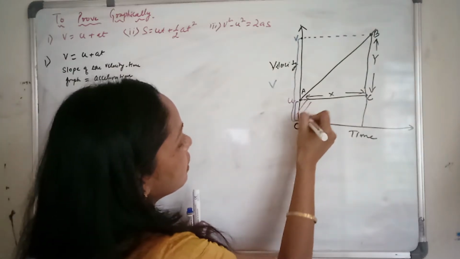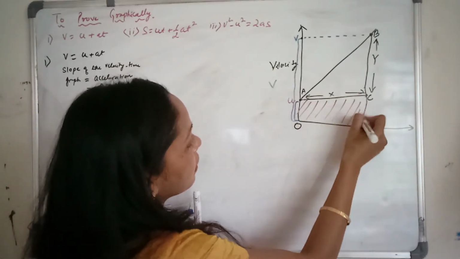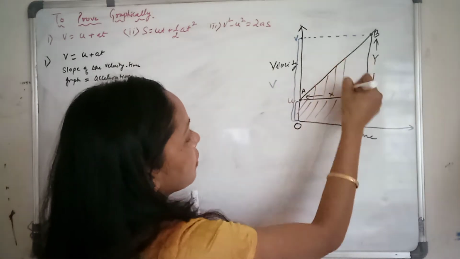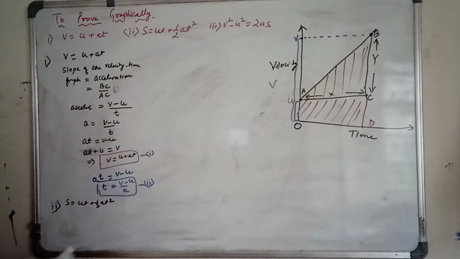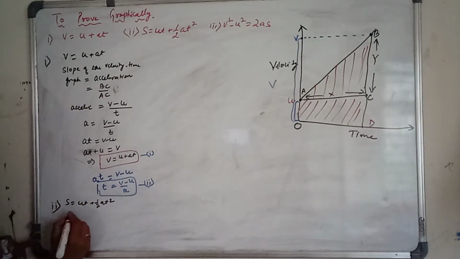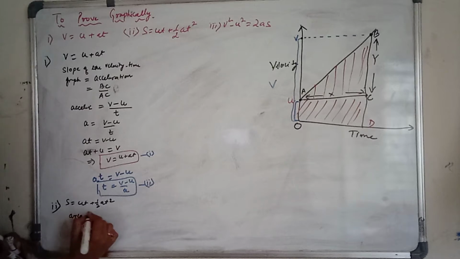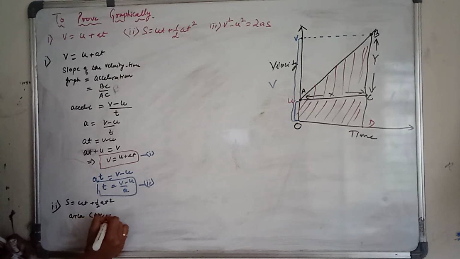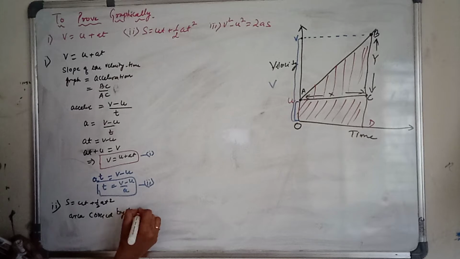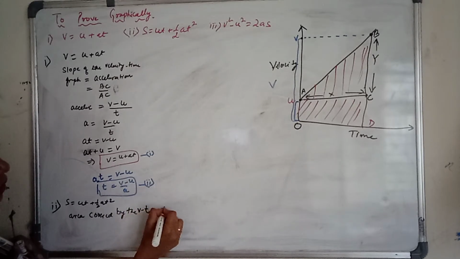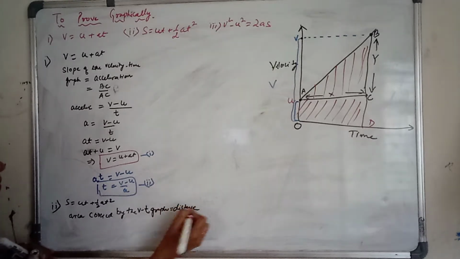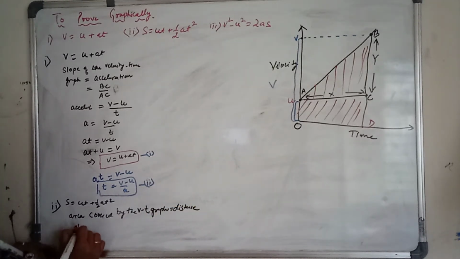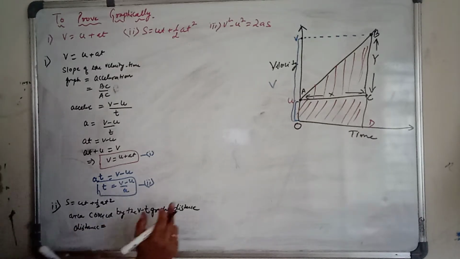area. So this is the one figure, this one is the another figure. This is, make it D. So you write down area covered by the velocity time graph. I am writing VT, okay? Velocity time graph, it will give you what? Distance. So you can write here, distance is equal to, now area covered by the velocity time graph.